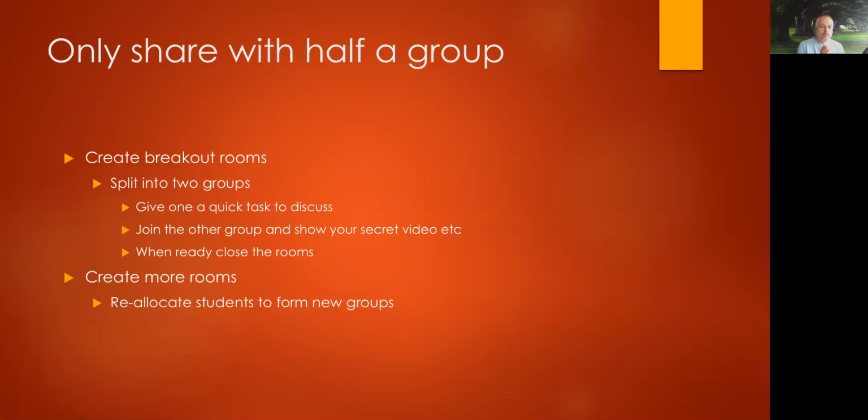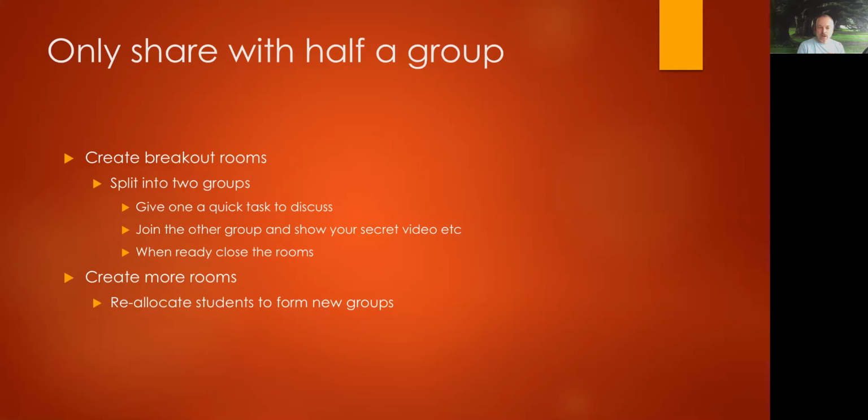You would create breakout rooms and split them into 2 groups. Maybe give one group something quick to do or to discuss while you then go and talk to the other group that's going to have your secret video. So you just join the other breakout room, share with them whatever you want to share with them. Maybe go back to the other group to see how they're getting on. Close those rooms.